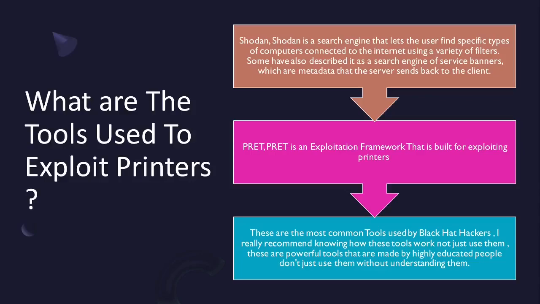And PRET is an exploitation framework that was built for hacking printers. So what hackers can do is grab multiple IP addresses, save them in a TXT file, and exploit them at the same time using PRET. What do I mean by exploiting them? They can reset them, change the credentials, and print out papers that say "hacked by" or anything. They have control over the printer.